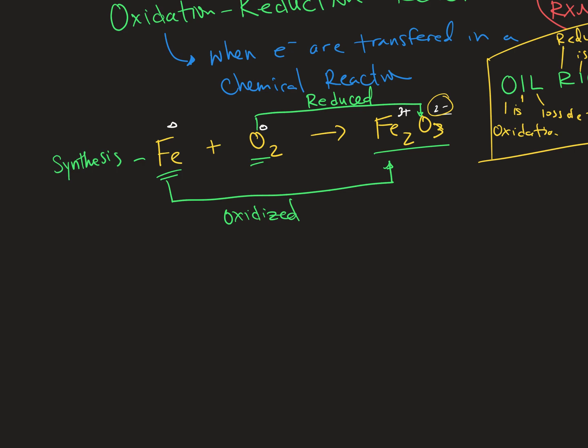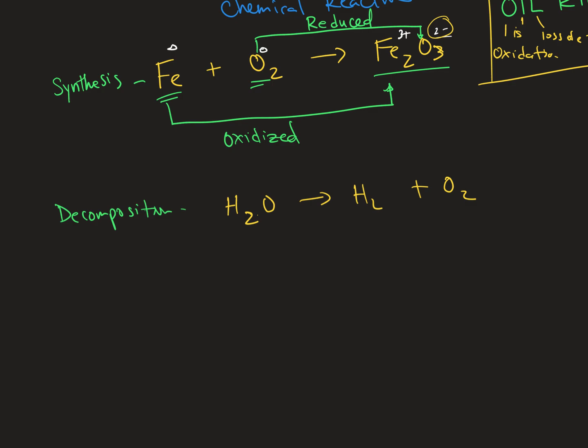The second type of oxidation reaction, the opposite of synthesis, is decomposition. What does it mean to decompose? To break down, right? So H2O breaks down into hydrogen and oxygen. I'm not going to show you where the electrons are going here yet, because it's a little bit more complicated, because it's not an ionic compound. But for now, if it's a decomposition reaction, it's also an oxidation reduction reaction.